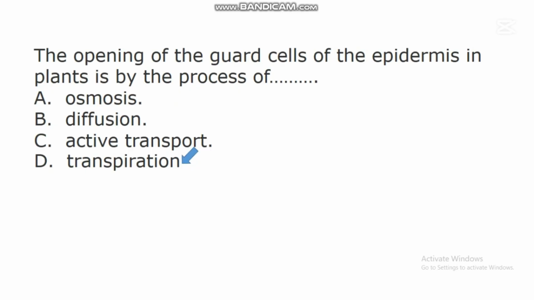Transpiration. Transpiration is a process whereby plants lose water in gaseous form from the aerial parts of the plant, and the opening of the guard cells of the epidermis in plants is by the process of transpiration. When the guard cells found in the epidermis open, it will encourage the water in the plant to go to the atmosphere. So the opening of the guard cells of the epidermis in plants is by the process of transpiration.